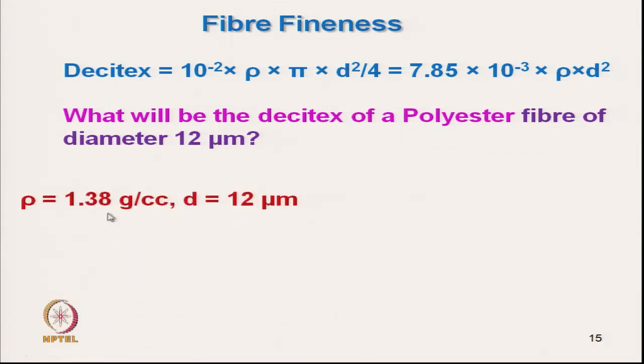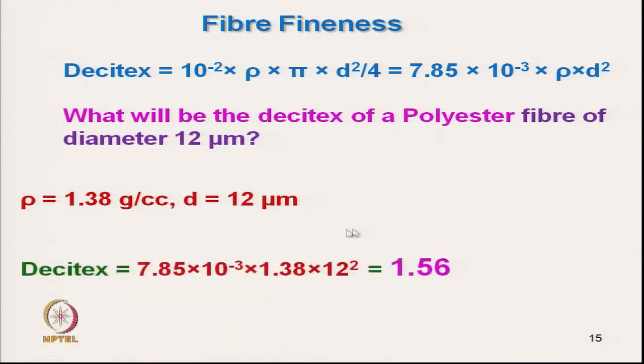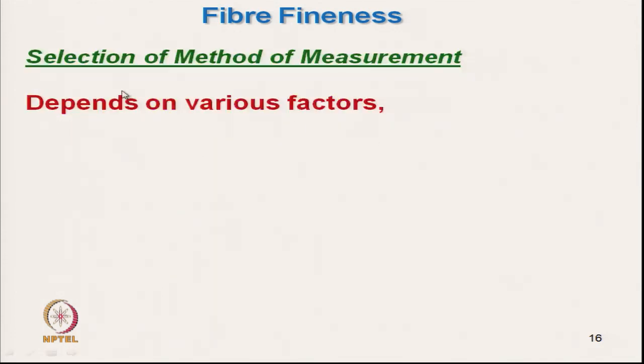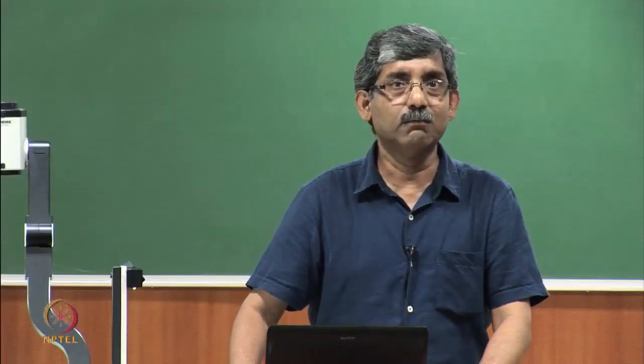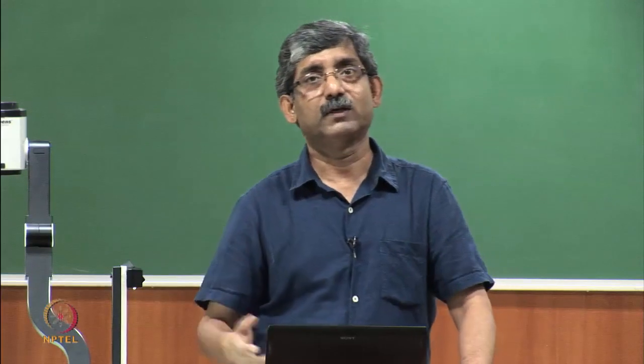The density of polyester is 1.38 gram per cc, and the diameter is given, 12 micron. So, decitex will be calculated using this formula, where diameter is in micron. Directly we use it, so this is the decitex of the fiber. This type of problem we can solve directly by using the formula. Now, there are various methods of measurement, and we have to select which methods are to be actually adopted.